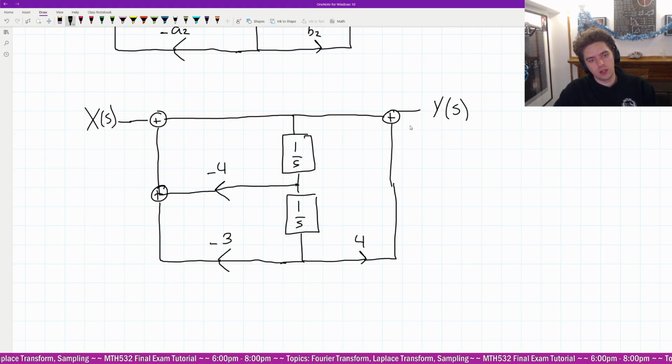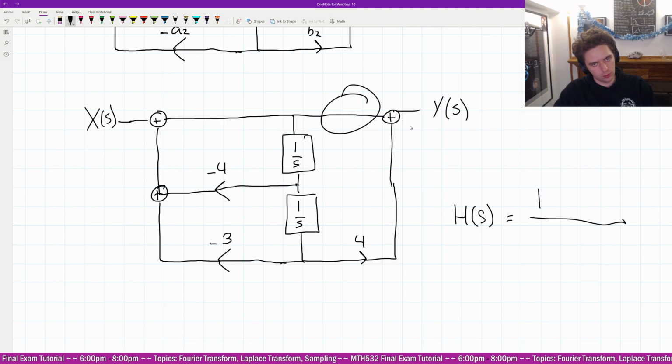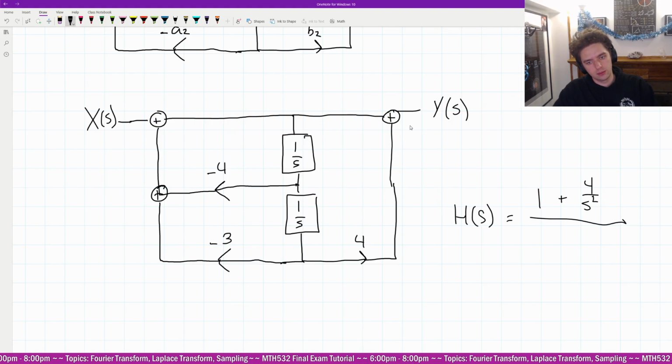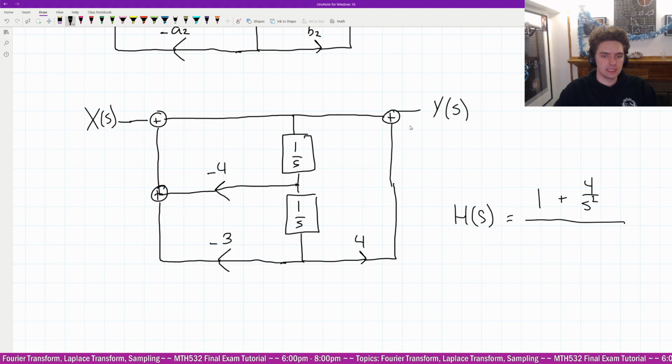So first of all, I know that H of S, the numerator, is going to consist of a 1 because of this wire, and it's going to consist of a 4 over S squared because of this wire. And then the denominator has to consist of a 1. Yeah, good call.